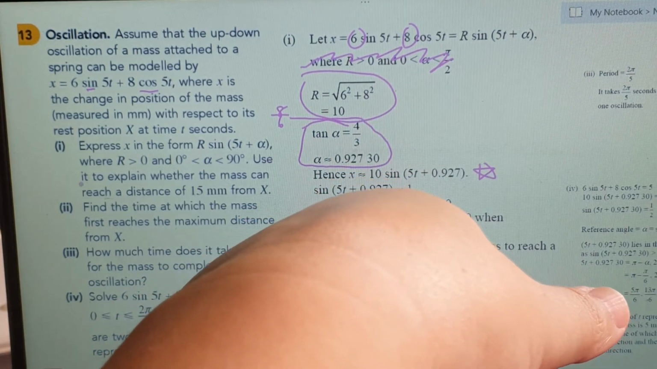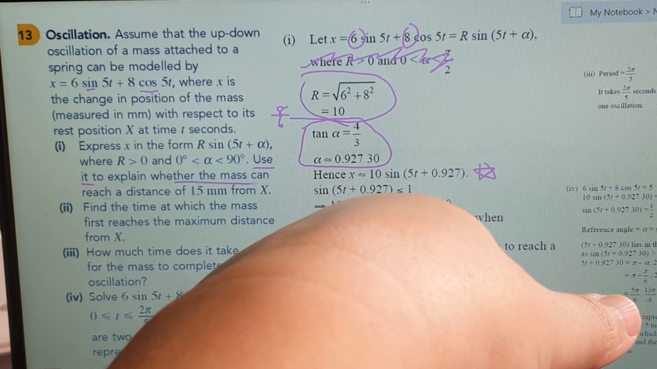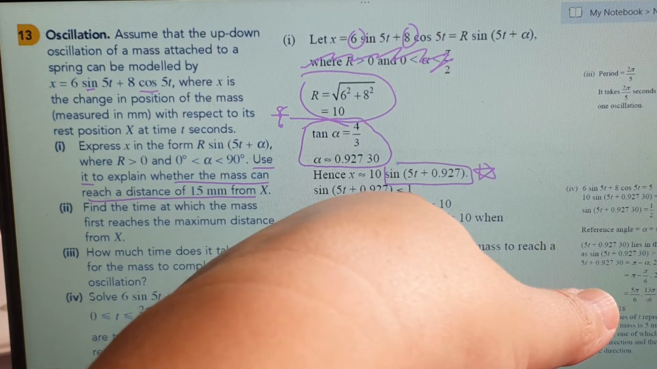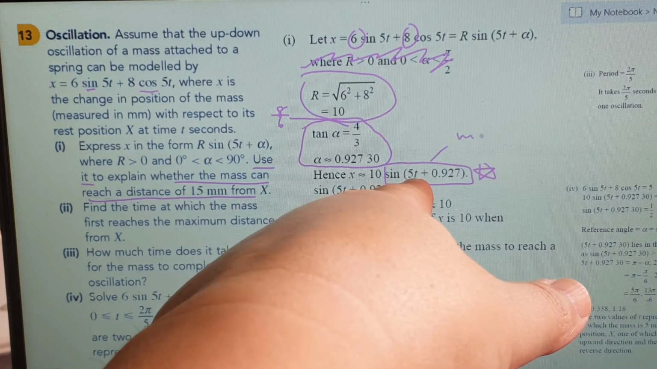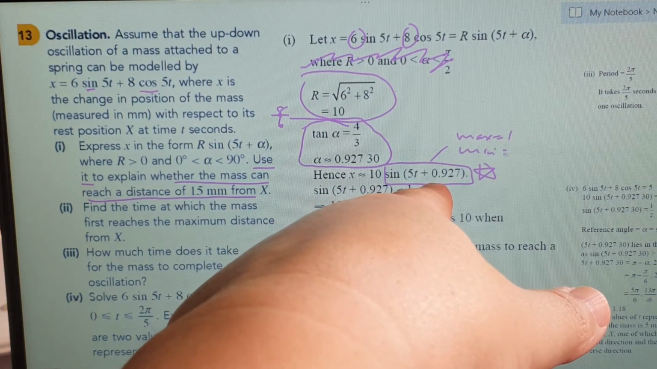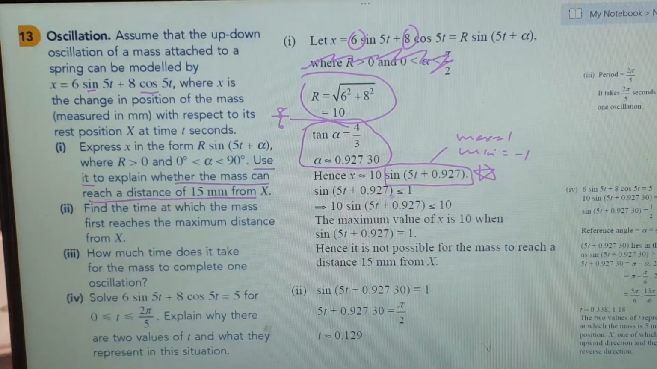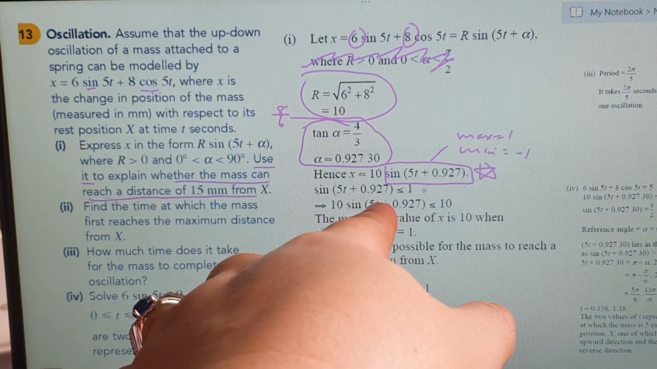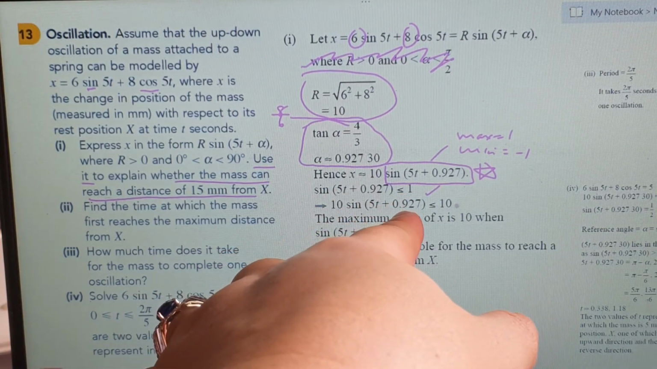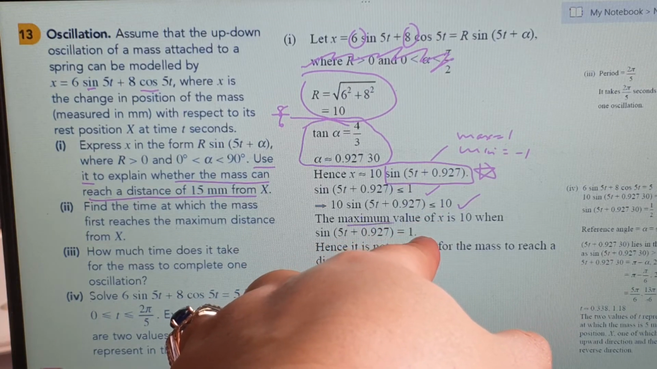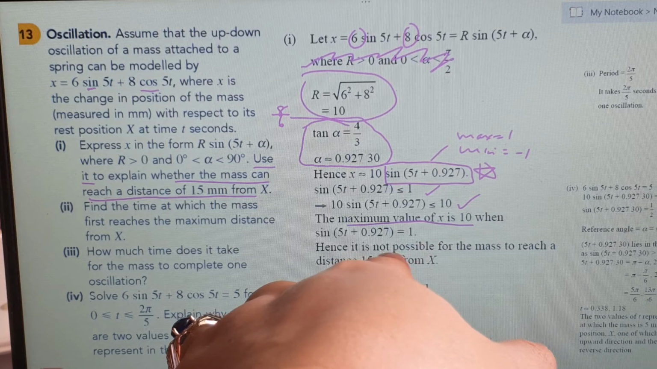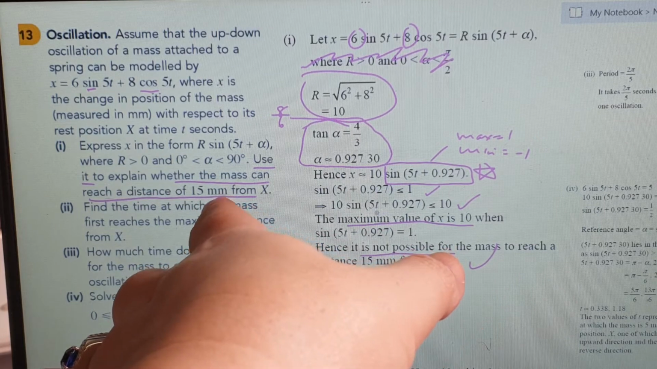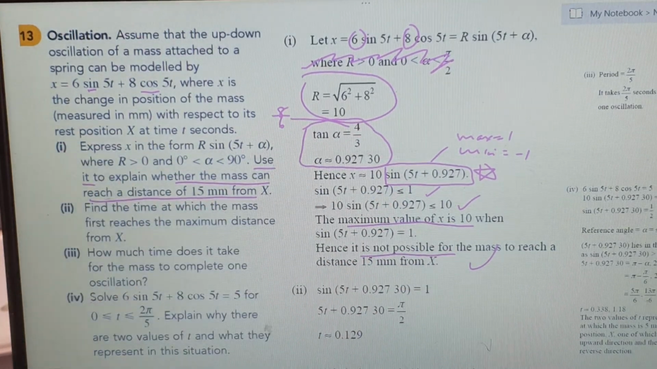Now you are supposed to use this R formula to explain whether the mass can reach a distance of this. So remember, they're actually testing you on whether you know that the maximum for this is 1, minimum is -1. You see, sine can never be more than 1. Sine of anything can never be more than 1. That means when you times 10, this one will always be less than or equal to 10, right? So the maximum value of this is 10. So it's not possible, because they want 15, but the maximum that it can reach is 10 mm only, so cannot make it. Okay, so that's all.